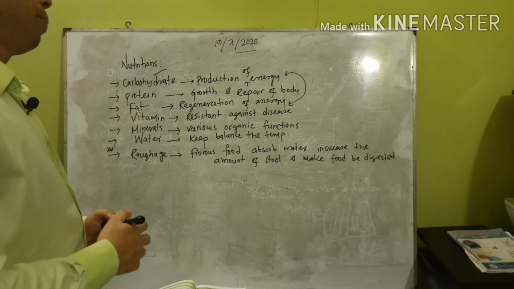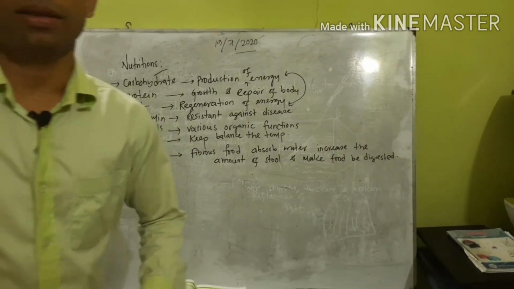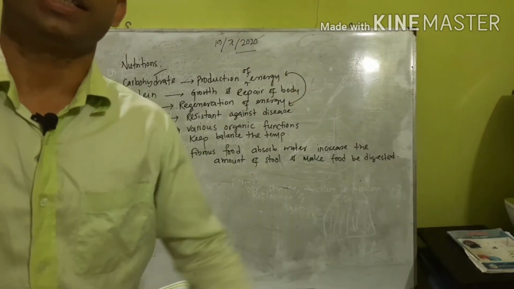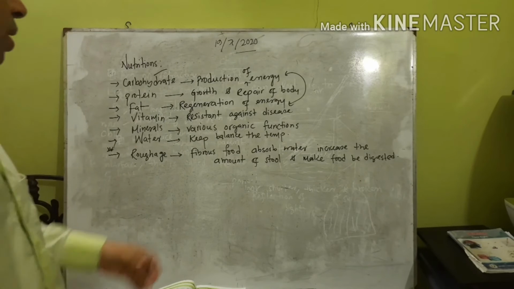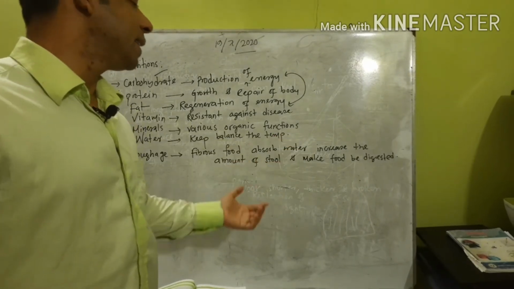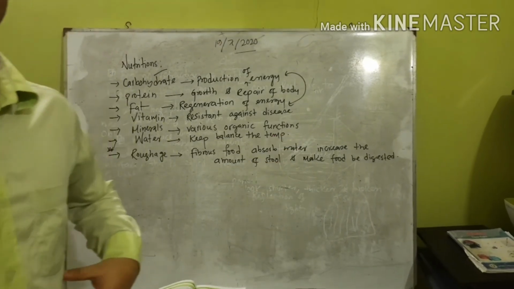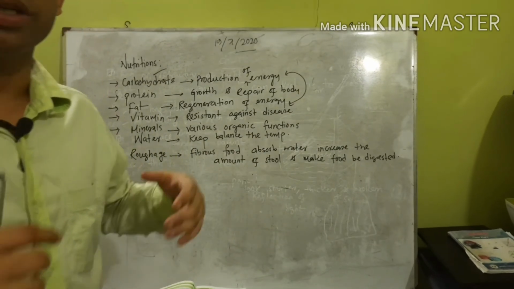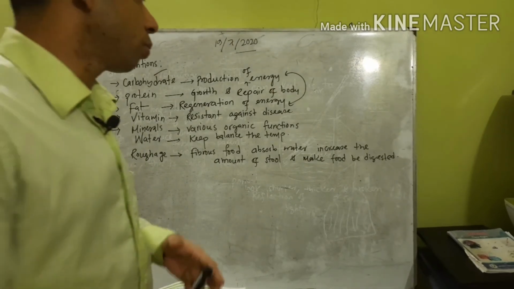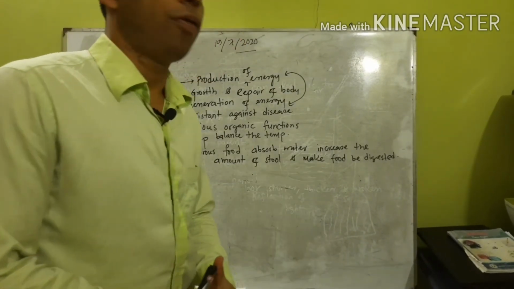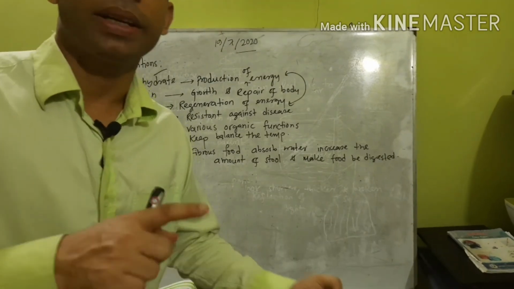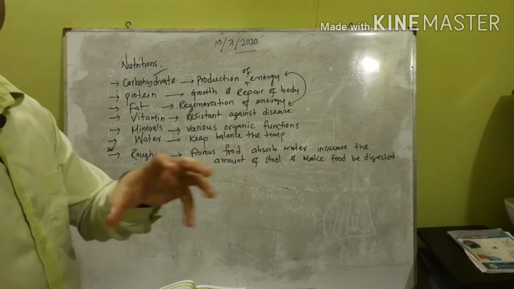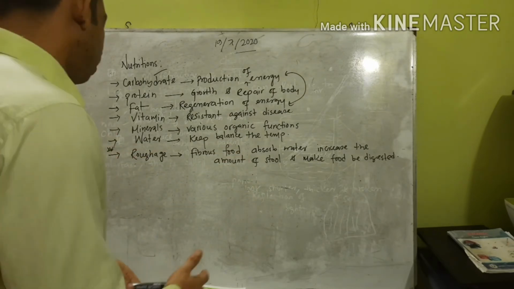Actually, roughage is fibrous food, and they are not digested. That means they are not digested, but they help to digest the other foodstuff. Very important. Fibrous food absorbs water and increases the amount of stool, so that our body forms different kinds of waste products. They produce the amount of stool, push it out, and make food be digested. They are not digested, but they make the food digested. Very important to know that point. So this is the general idea and functional activities of that one.